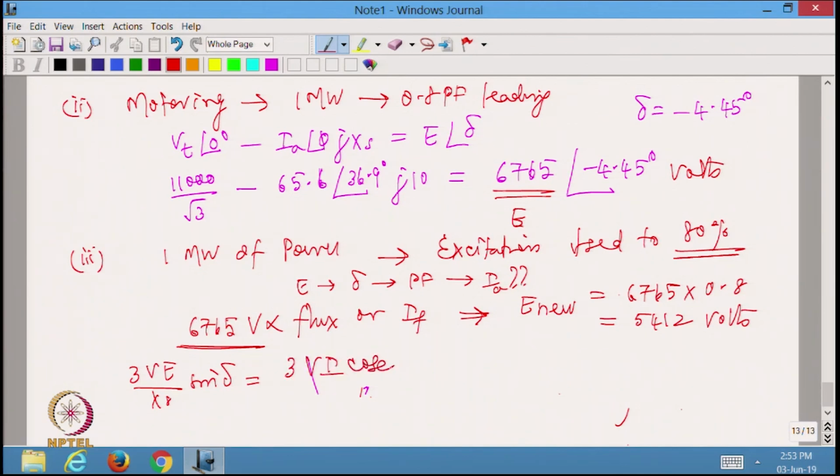Now, one more thing we said was 3VE by Xs sin delta, which is also equal to 3VI cos phi. We said normally I cos phi is a constant whenever power is constant. Similar thing we should be able to say E sin delta is constant, because Xs is dependent upon the frequency. Infinite bus, Xs will be a constant. V is connected to infinite bus, so that is also constant. So, only thing is E sin delta is dependent upon the power. If power is a constant, E sin delta is a constant.